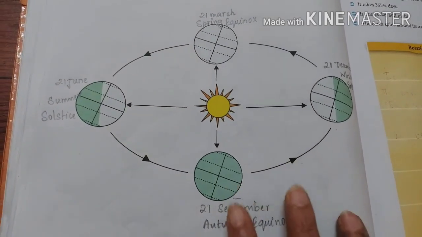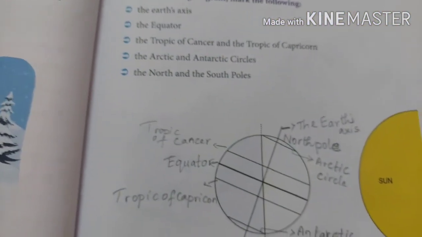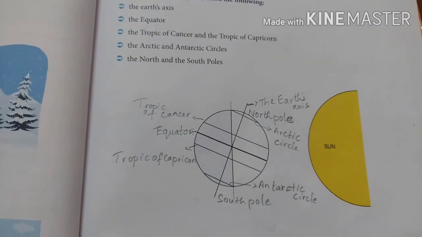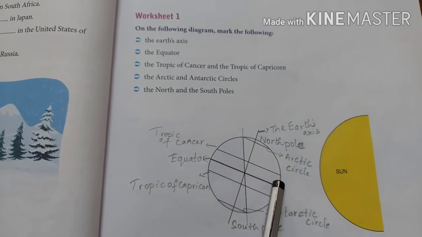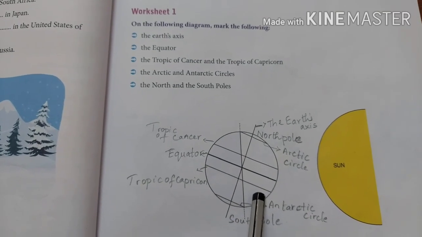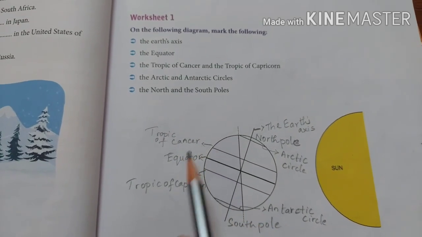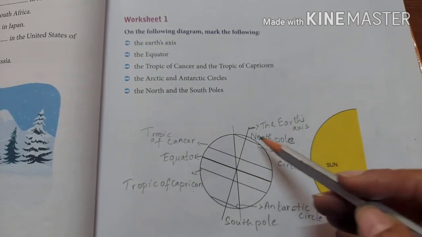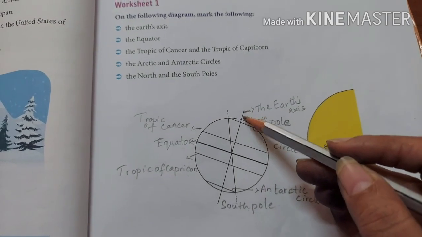Okay children, now let's go to the next page, that is page number 41. There is one more diagram given. Here you have to label them. Where is the North Pole, South Pole, Equator, Tropic of Cancer, Tropic of Capricorn, Arctic Circle, Antarctic Circle, then Earth's axis. You have to name these neatly and send it to me as homework. These two pages will be homework for you.